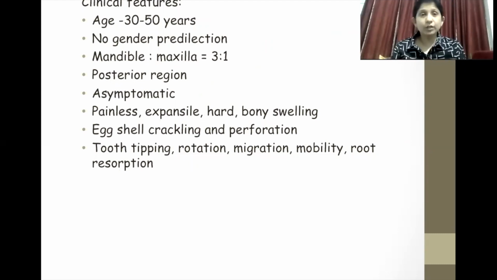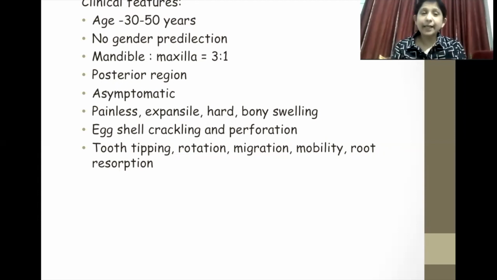But the next lesion we're going to discuss, that is your adenomatoid odontogenic tumor, would be seen more in the maxilla. So otherwise it's asymptomatic and seen in the posterior region of the mandible. It's a painless, expansile, hard bony swelling. Obviously, because any benign tumor is more or less painless until and unless it's going to impinge on or pressurize some nerve, or it has some infection or ulceration secondarily. Otherwise, it is usually painless, expansile, means it just expands the bone, the cortex, or the buccal cortical plate and the lingual cortical plate perhaps, and you have a hard and bony swelling.